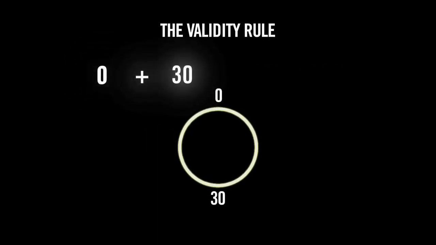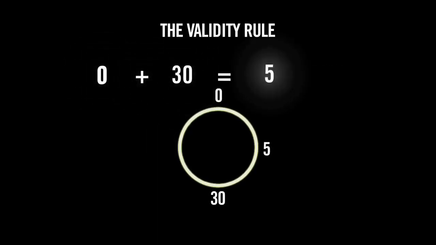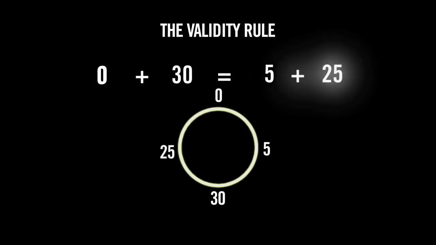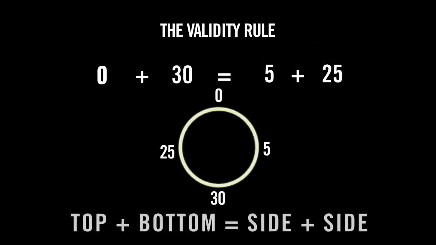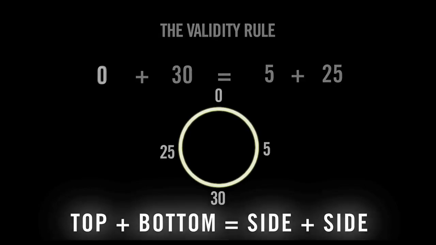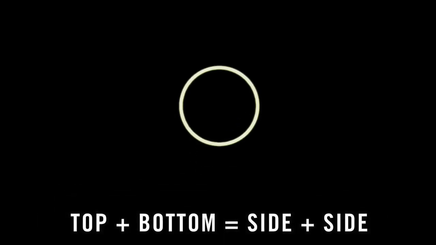So we had 0 at 12 o'clock and 30 at 6 o'clock. We had 5 at 3 o'clock and 25 at 9 o'clock. So top plus bottom must equal side plus side. The power of the validity rule is that we don't have to rotate a full 360 degrees in order to get accurate alignment information. That can come in very handy if we have obstructions.